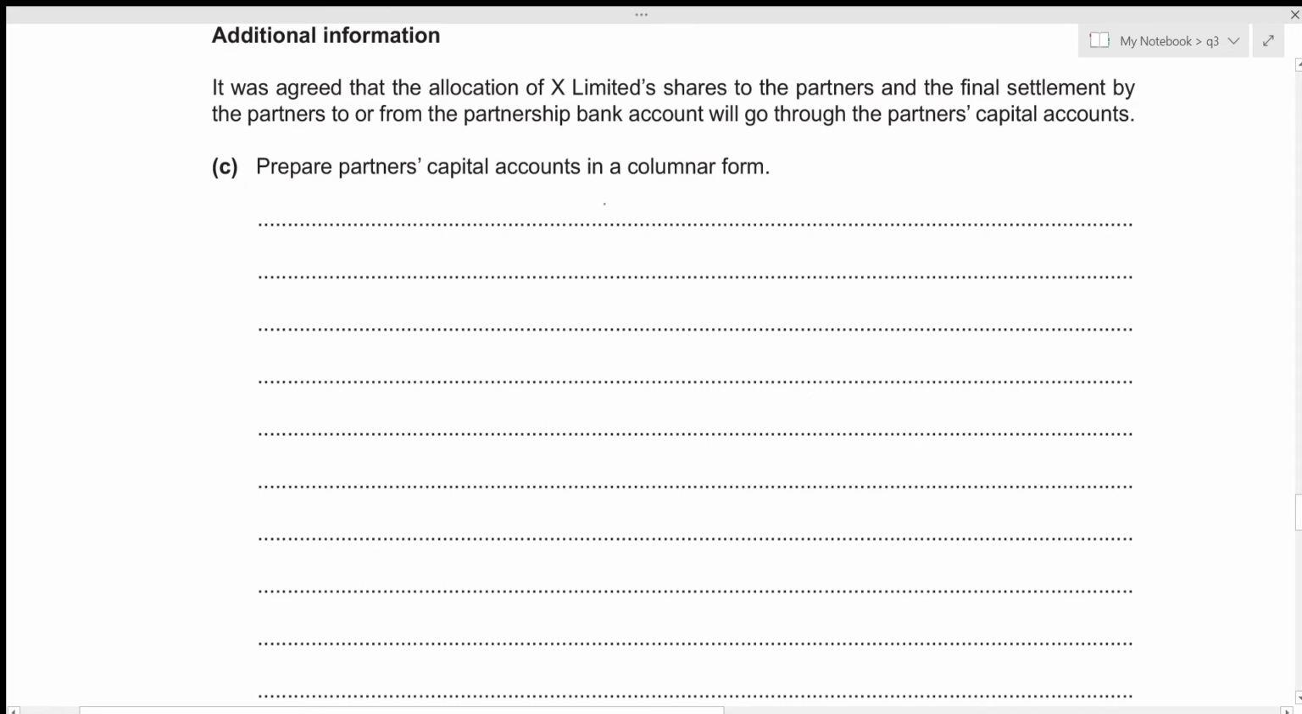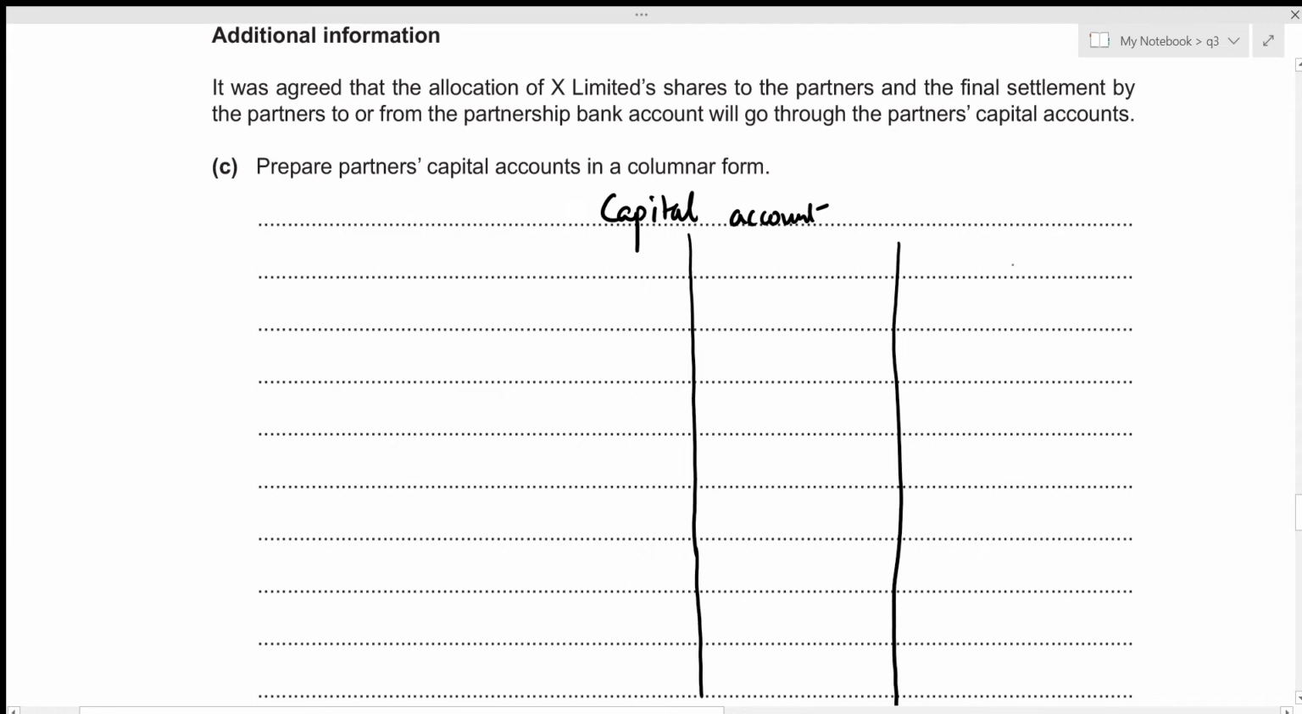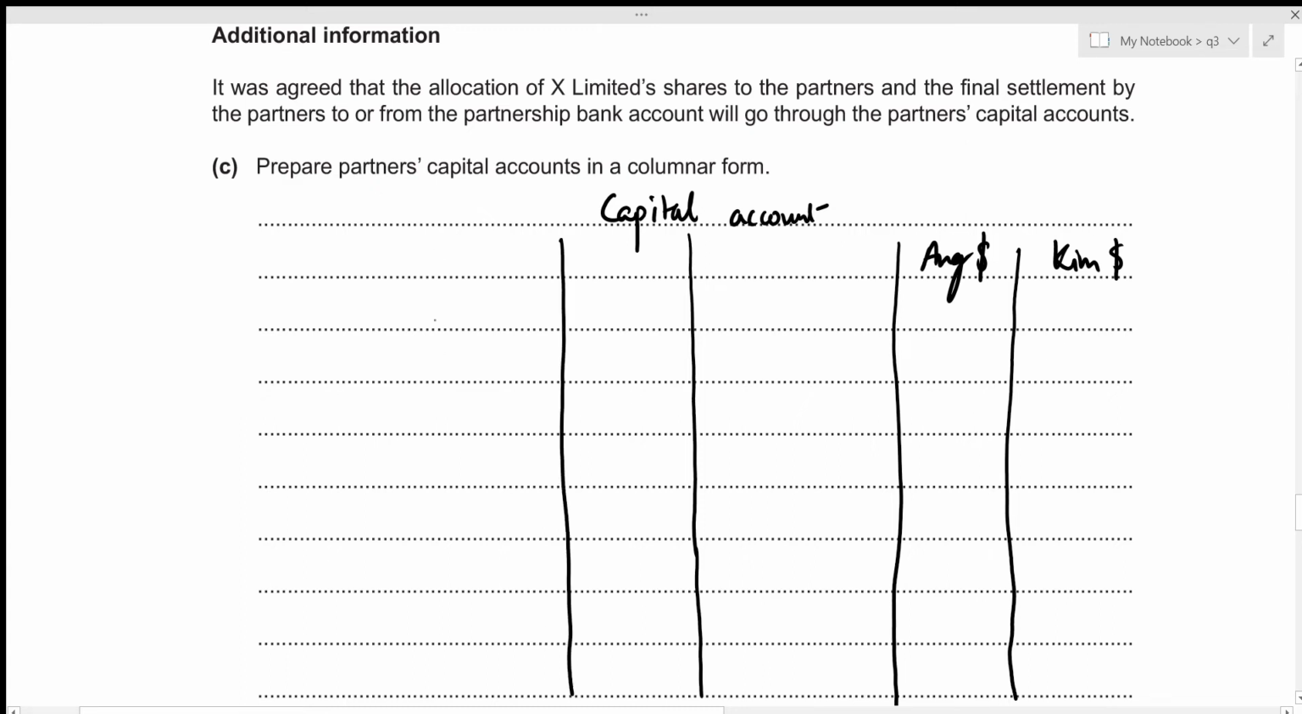Okay, so we're talking about a capital account. And this has a debit as well as the credit side. And we need to prepare both sides for both of our partners. Okay, so this is the credit side. The first one is for Ang and the second one is for Kim. Now this is the debit side. Okay, again, the first one is for Ang and the second one is for Kim.